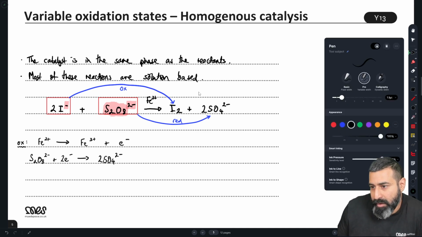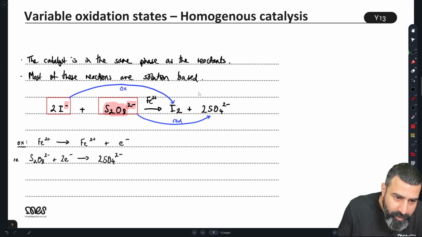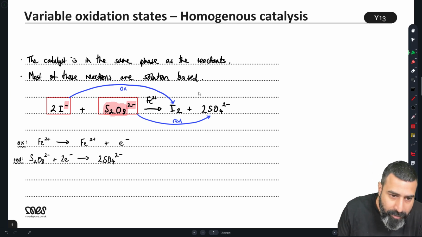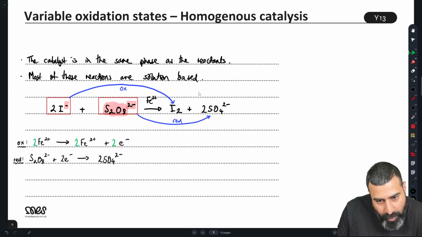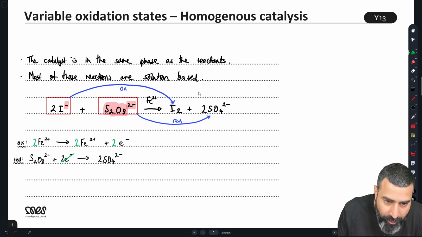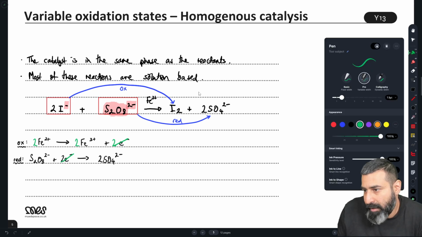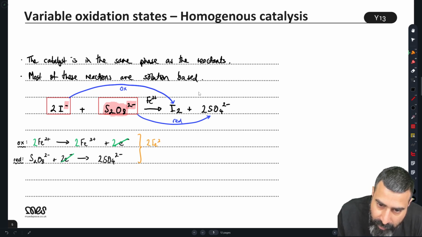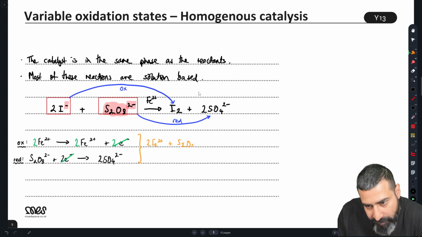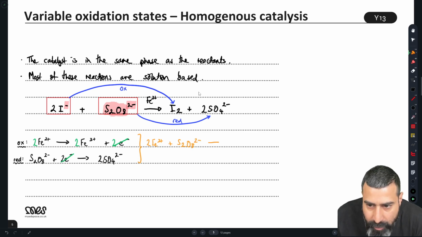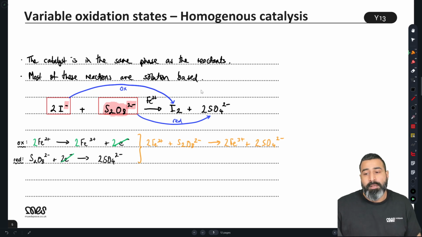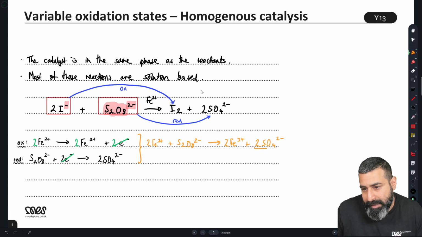So what I have to do, so that's my reduction, just label it, I need to scale my reduction up by 2. And then I'm going to add these guys up. So now my electrons cancel out. And if I add this up, I will get 2 Fe2+ plus my peroxydisulfate goes to 2 lots of Fe3+ plus 2 lots of my sulfate ions. So that's great. I've generated my sulfate ions.